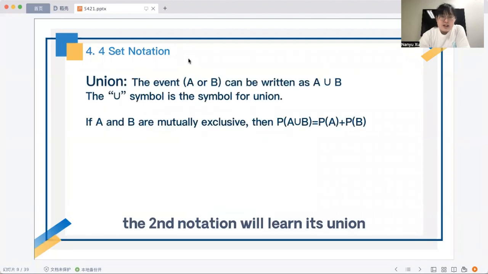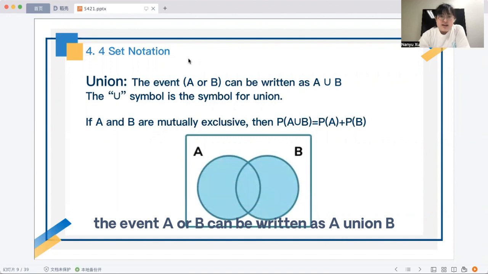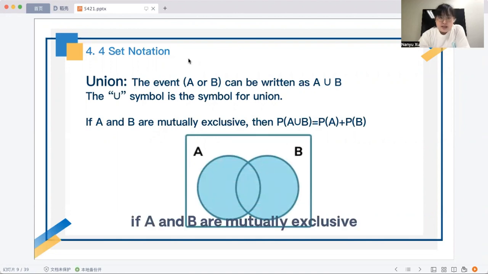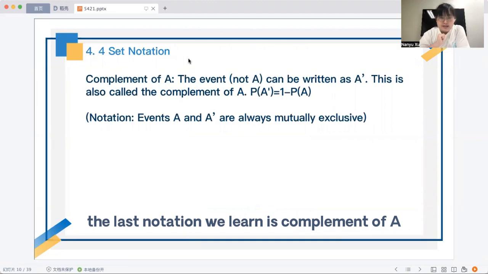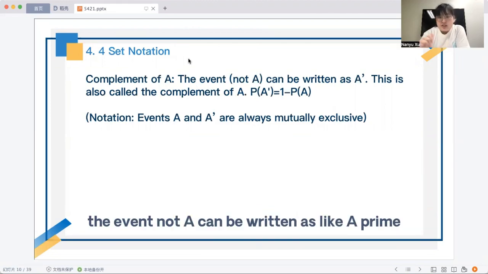The second notation we learned is union. The event A or B can be written as A union B. If A and B are mutually exclusive, then the probability of A union B equals the probability of A plus the probability of B. The last notation we learned is the complement of A. The event not A can be written as A prime.